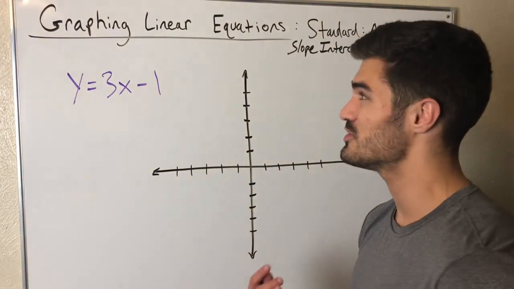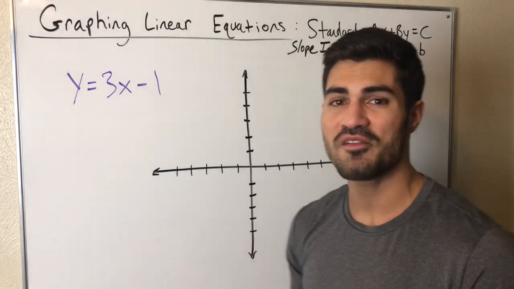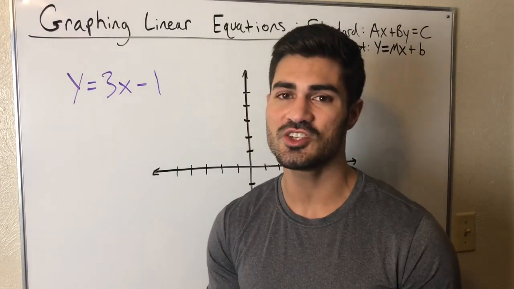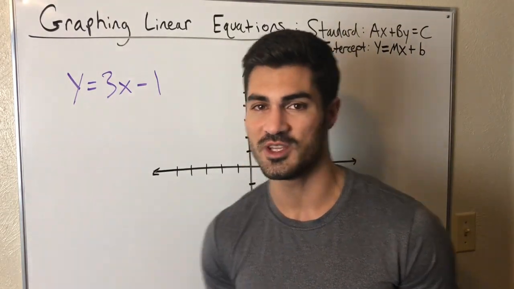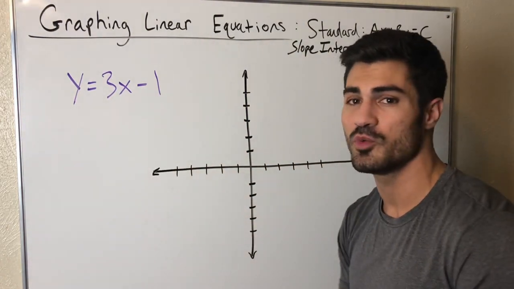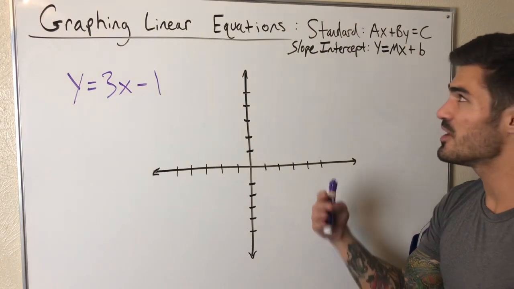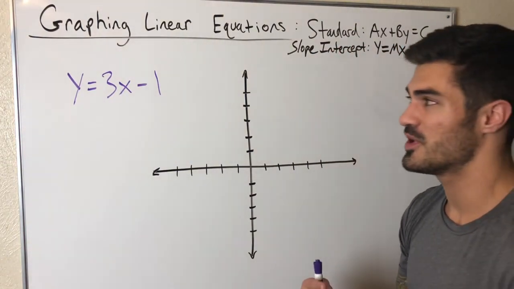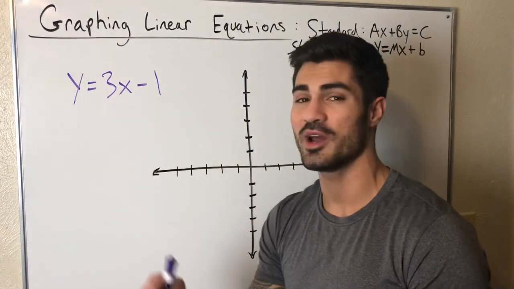So let's go ahead and get into some examples. The way I graph these linear equations changes depending on what form they're given to me in. If they're given to me in slope-intercept form, like this first example, then I'd use a certain method, versus with standard form, I use a different method. So with the slope-intercept form, what do we do?